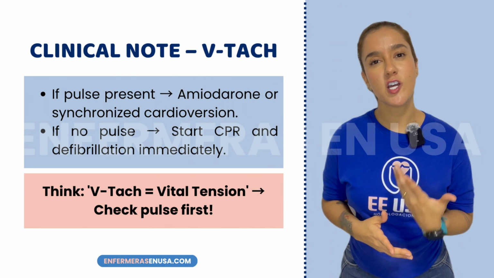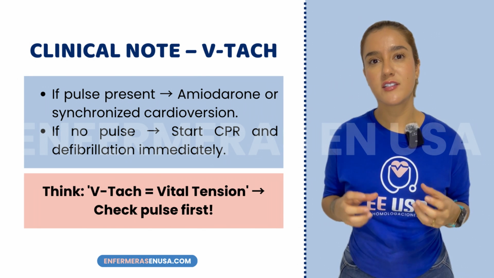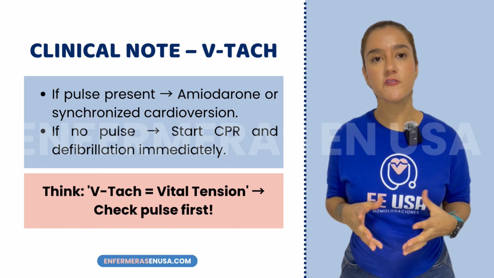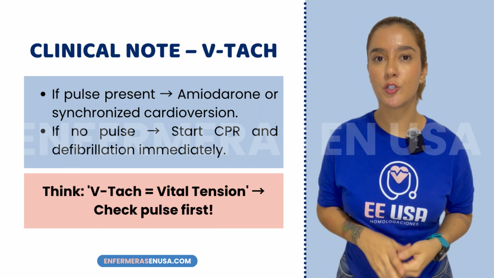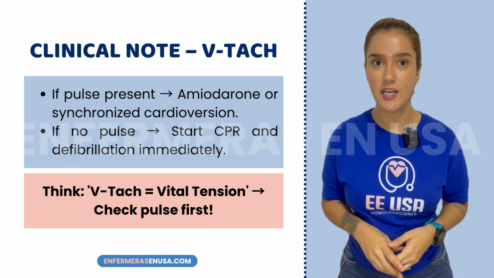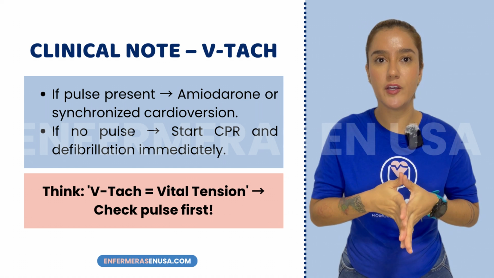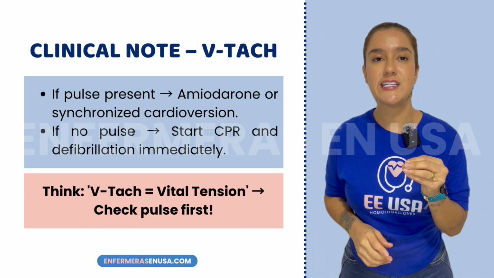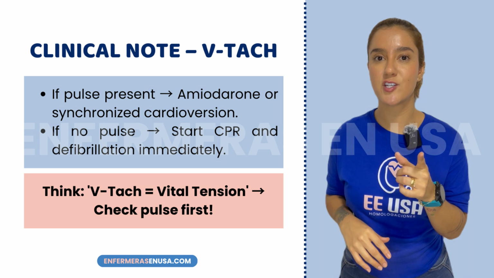Think of ventricular tachycardia as an engine out of control. The heart beats so fast and disorganized that it can't pump blood effectively. Important facts: if the patient has a pulse, treatment may include amiodarone or synchronized cardioversion. If the patient has no pulse, it's an emergency. Start CPR and defibrillation immediately. Memory clue: VT, vital tension. Always check for a pulse because the next action depends on it.